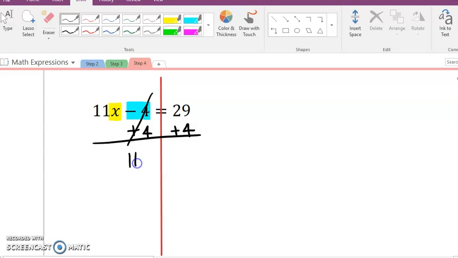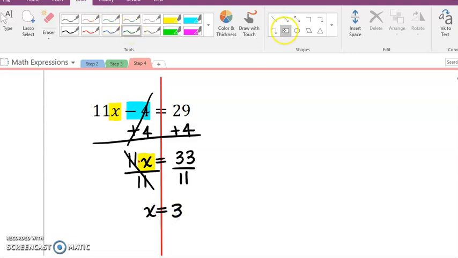What am I left with? 11x equals 33. X is still not by itself. We're not finished with this problem. We still have an 11. Now it's time to get rid of the 11. Remember, it's 11 times x. How do we get rid of times 11? We divide by 11. And we're left with x equals 3 for our final answer.